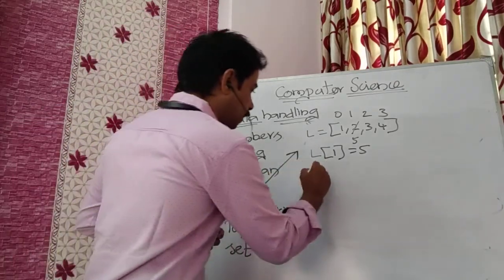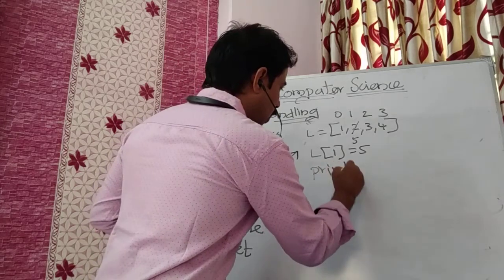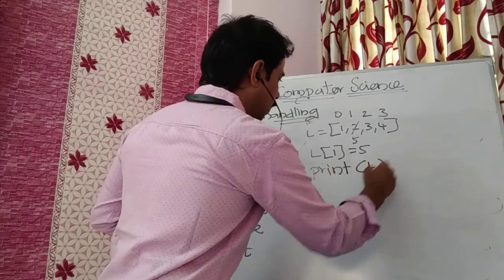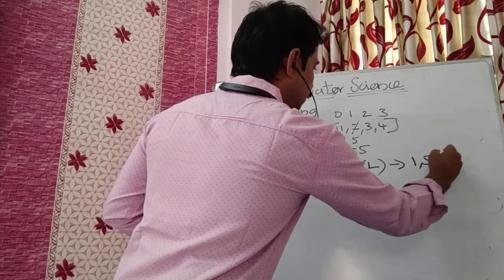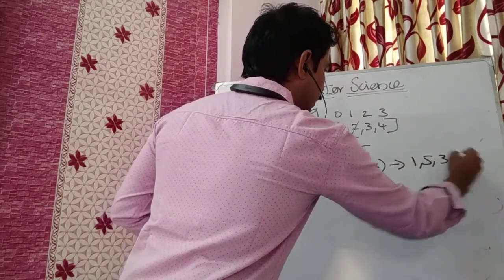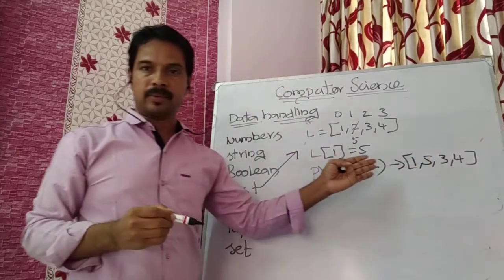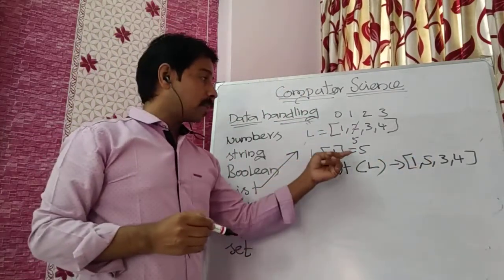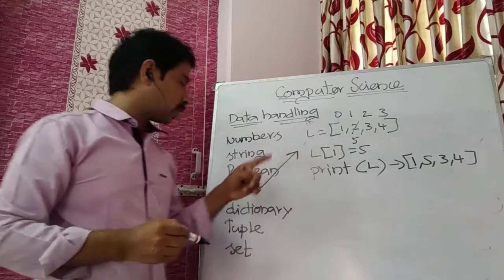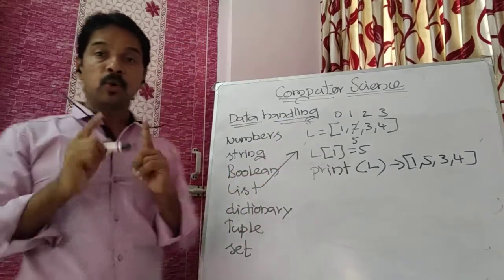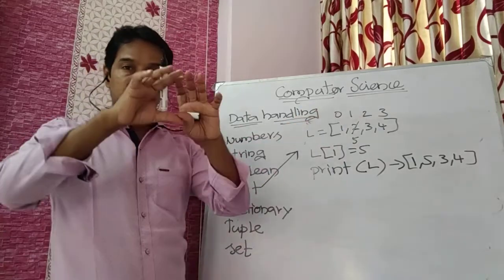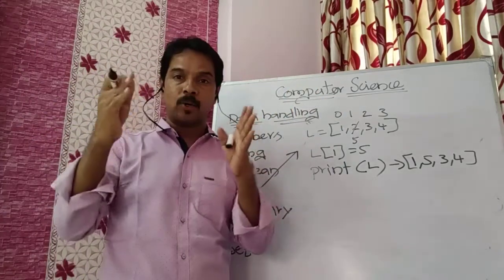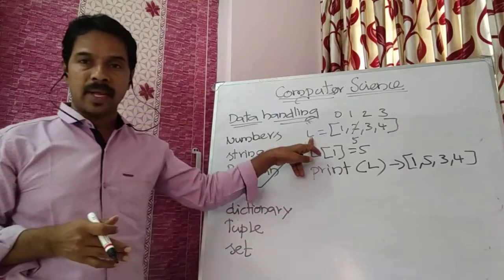When you are printing L, what will happen? Now 1, 5, 3, 4 will get printed on the screen. Okay. So you are modifying, you can modify, that is called mutable. Mutable means what? You can modify the content. It's like an array. Many elements are there together inside. That is called a list.